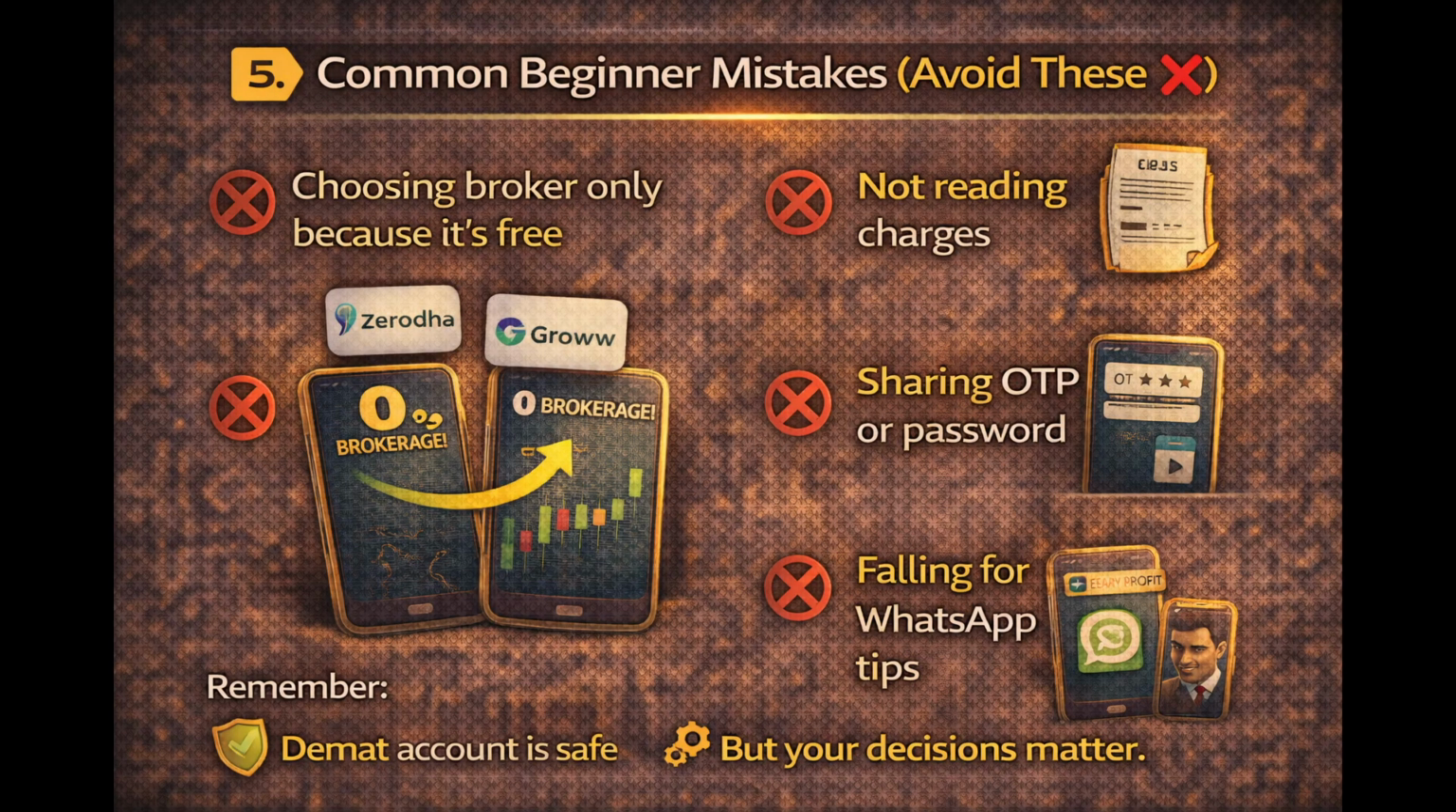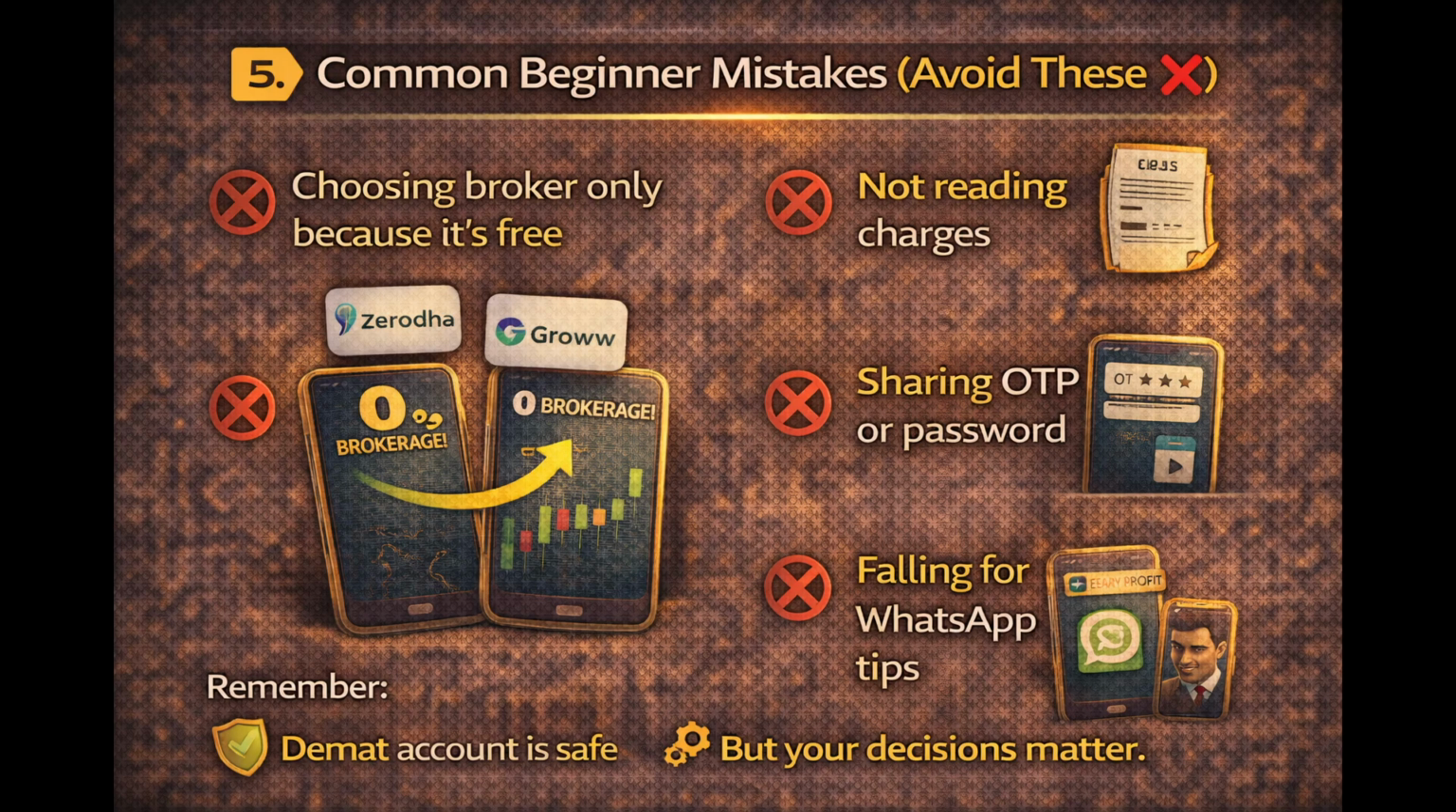Now come to the fifth section. We will understand what the common beginner mistakes are. We must avoid those mistakes. Most beginners make these mistakes. Number 1, choosing a broker only because it's free. It is not the right way to choose a broker. And the most important thing, beginners don't read the brokerage charges. It's very important. We need to understand what the brokerage charges are and how much they are charging.